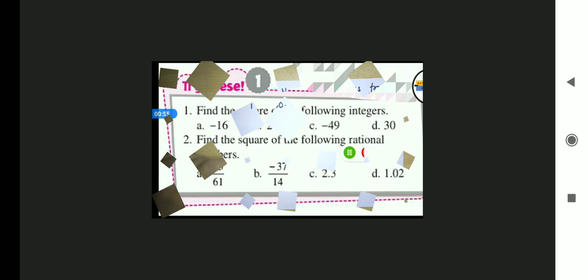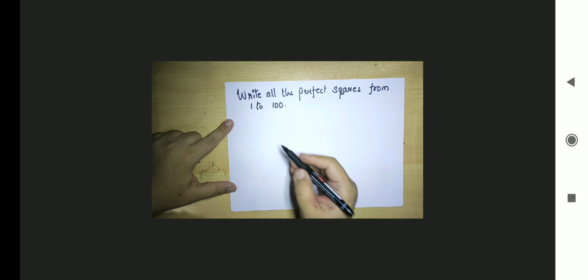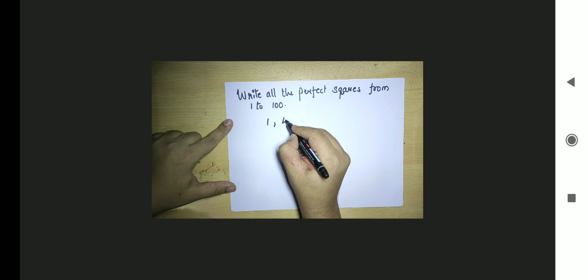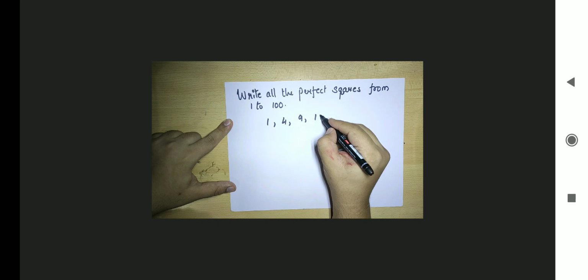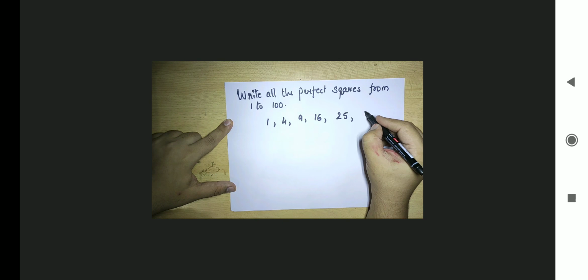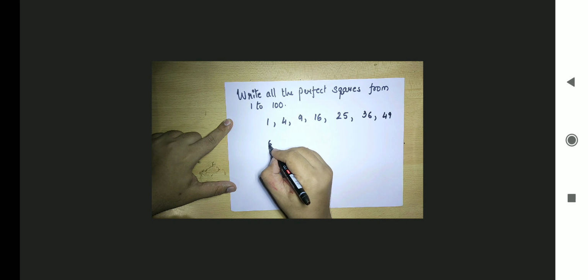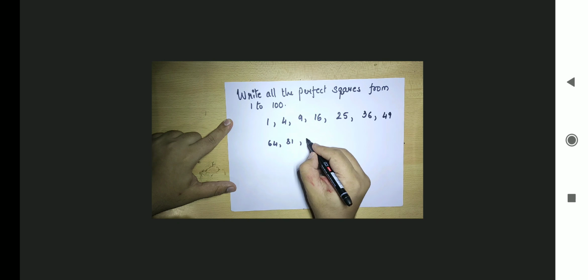For example, if we are asked to write all the perfect squares from 1 to 100, we can note down 1, 4, 9, 16, 25, 36, 49, 64, 81 and 100.